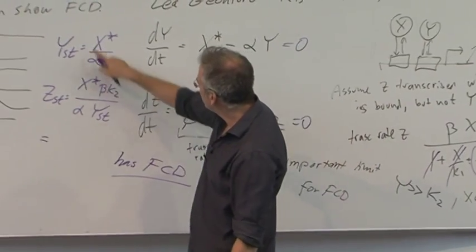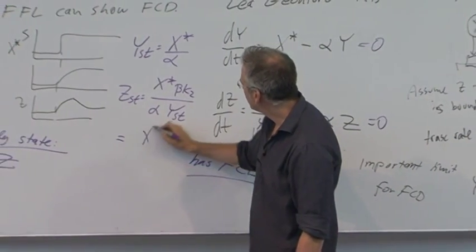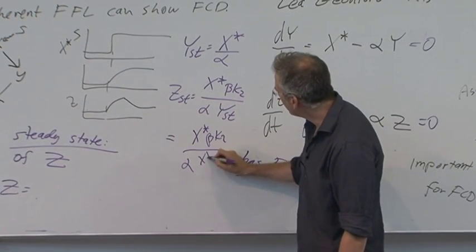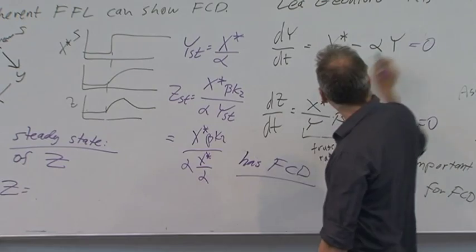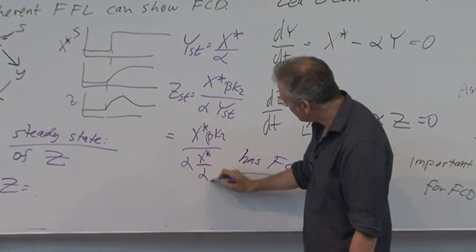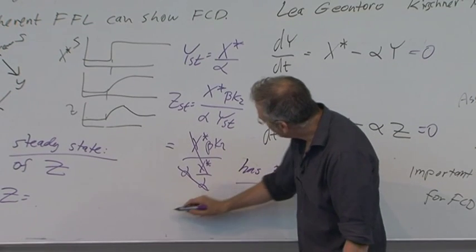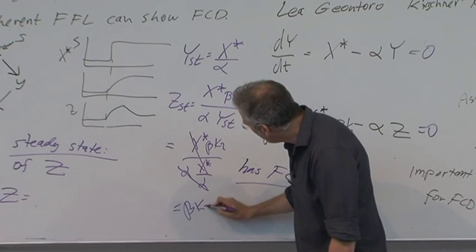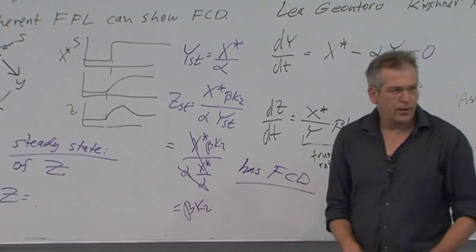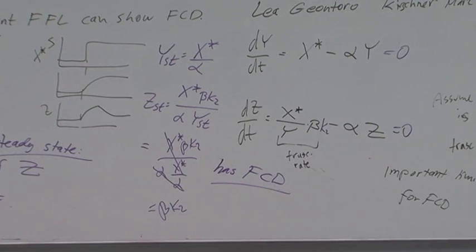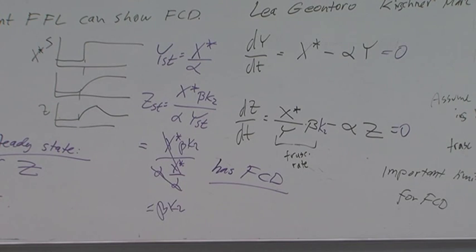And we can plug in what y steady state is. So it's x star beta k2 divided by alpha, x star over alpha. By the way, if there was alpha 1, alpha 2 here, it would be alpha 1, alpha 2. Doesn't matter. And you get something. The remarkable thing is it doesn't depend on the input signal. Okay, so there's exact adaptation. But it's more than exact adaptation.